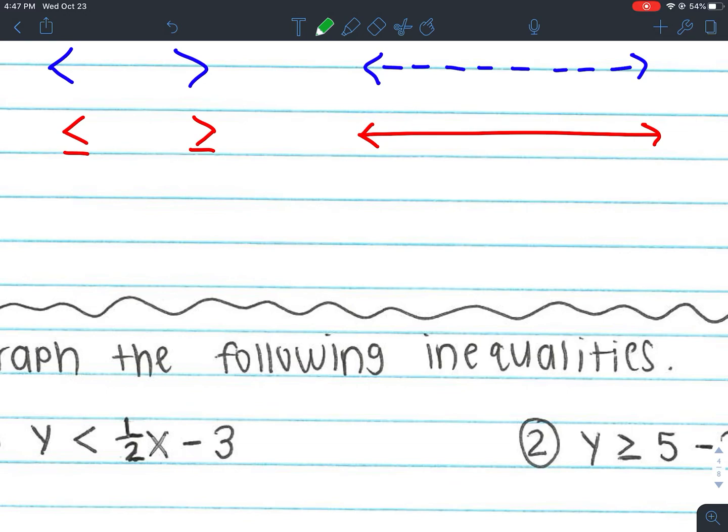The second thing after you decided if it was an open or closed circle was whether you shaded to the left or to the right. Well, graphing lines, you're also going to shade. It's very rare that we call it left or right. We normally call it above and below. So let's talk about shading above and below.